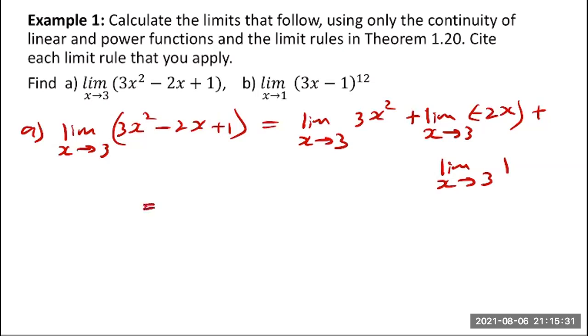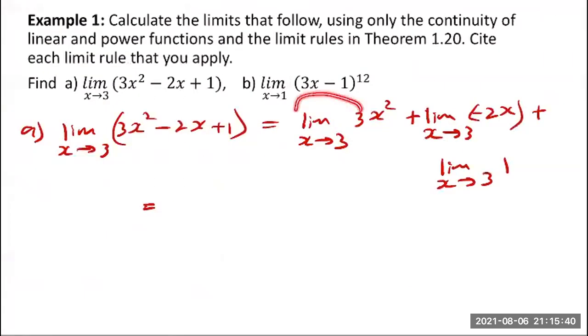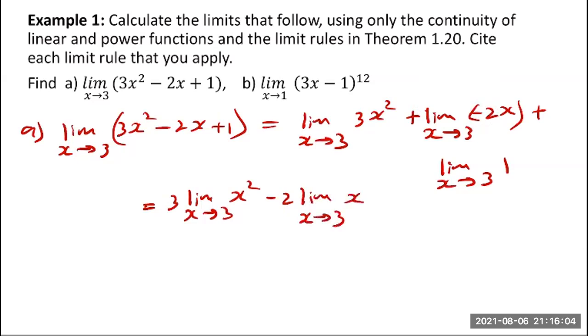Notice that for the first term, to calculate this limit, using rule 1, the constant multiple rule, I can pull this constant out. Here the constant is 3. This 3 walks out. So you get 3 times the limit as x approaches 3 of x squared. And then again, here I can pull this minus 2 out, which is a constant, using the constant multiple rule. That is minus 2 times the limit as x approaches 3 of x.